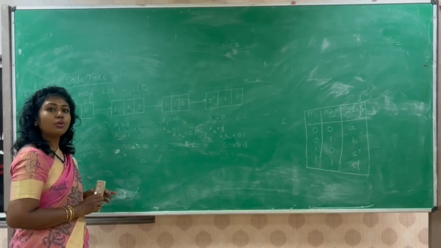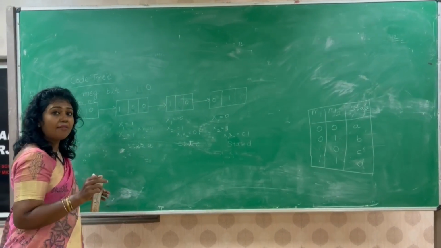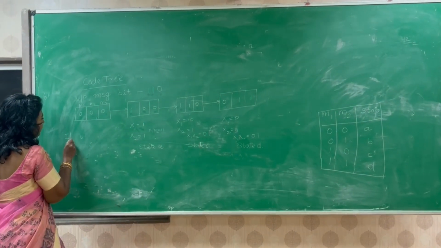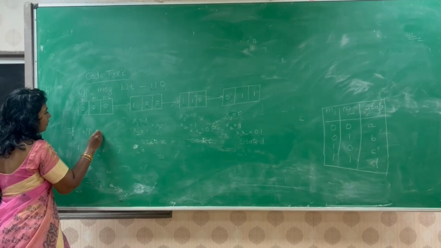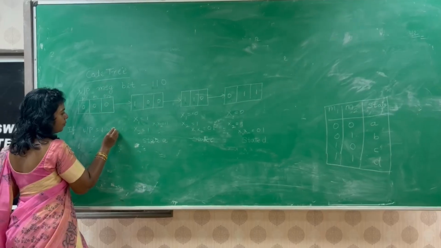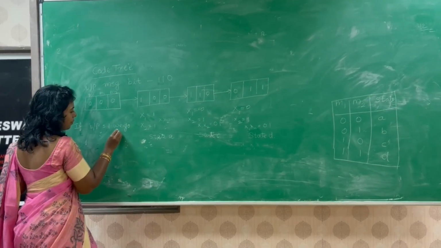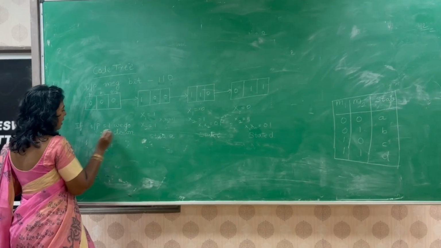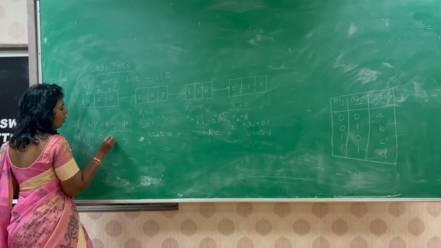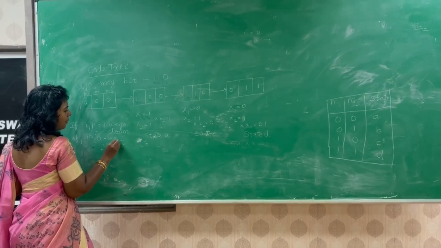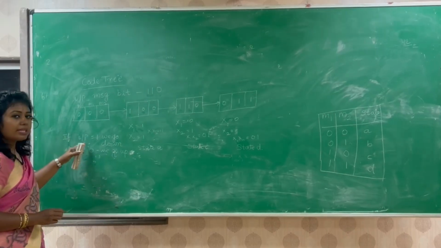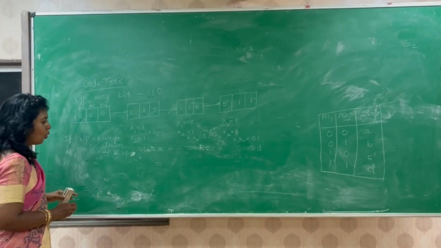Now, in order to draw the code tree, let us have in mind that if the input is 1, we go down. If the input bit is 0, we go up. So, based on this understanding, let us draw the code tree.